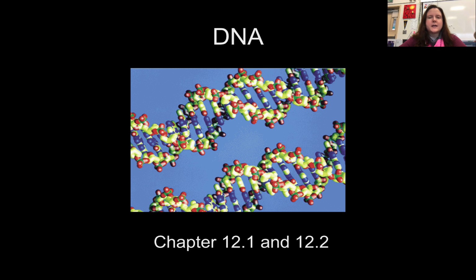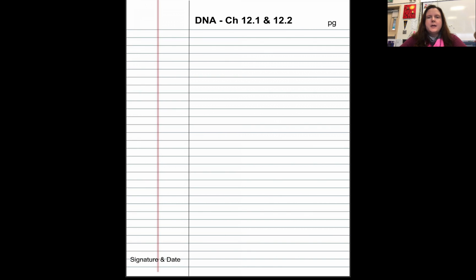Today you are going to take Cornell Notes on DNA. It's chapter 12.1 and 12.2 in your textbook. Now remember, for Cornell Notes, the first thing you need to do is draw a line about an inch over from your margin. And this should be a straight line. Use a ruler or use the side of another notebook or a binder to draw that line.